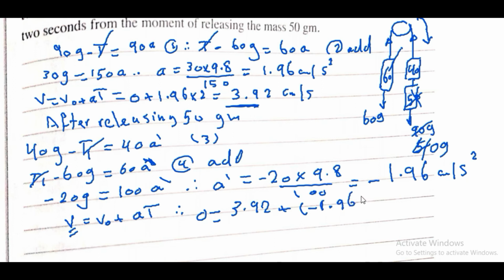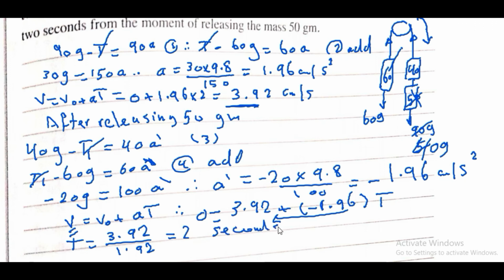Therefore, t equals 3.92 divided by 1.96, equals 2 seconds. So the system will be at rest after 2 seconds from releasing the 50 gram.